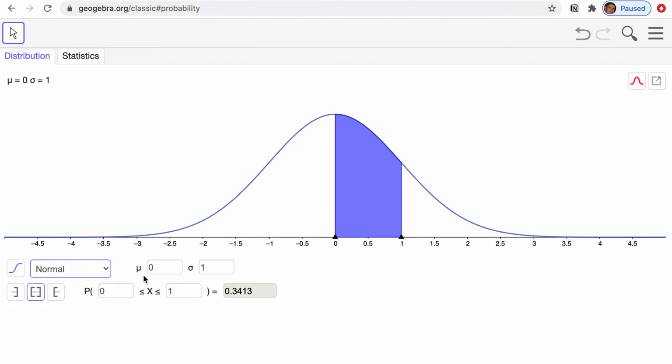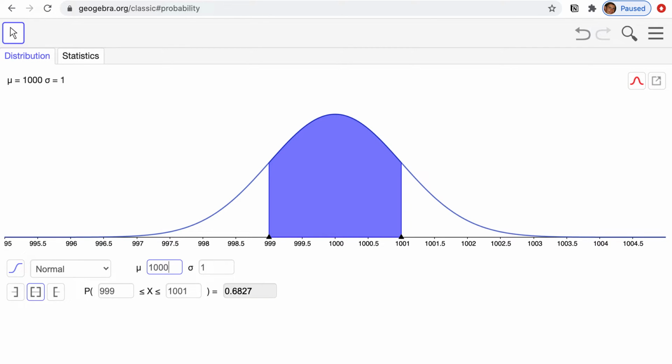We know that mu represents the center of the distribution and sigma represents the standard deviation. So we can adjust this depending on our problem if we need to. Let's say we have a mean of 100 and a standard deviation of, say, 15. You can see the scale adjusts automatically for us, which is really nice.